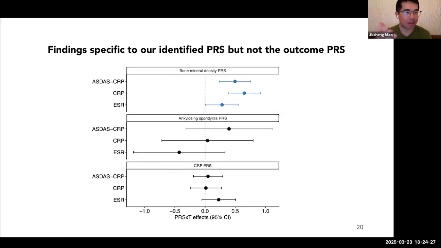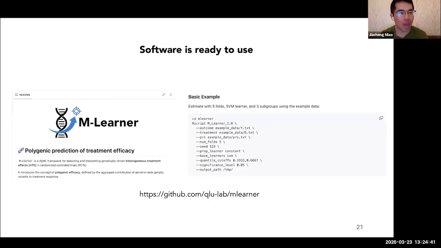The other case study I have already mentioned is the long haul study, where we also show that mLearner with individual data can give pretty good results. So these are the case studies we have in our paper. The software is ready to use and it's actually very easy to use. It's available on GitHub right now, called mLearner. You only need the outcome, treatment and PRS matrix, and our software will handle the rest. It's pretty fast, you will get the results in less than 10 minutes.